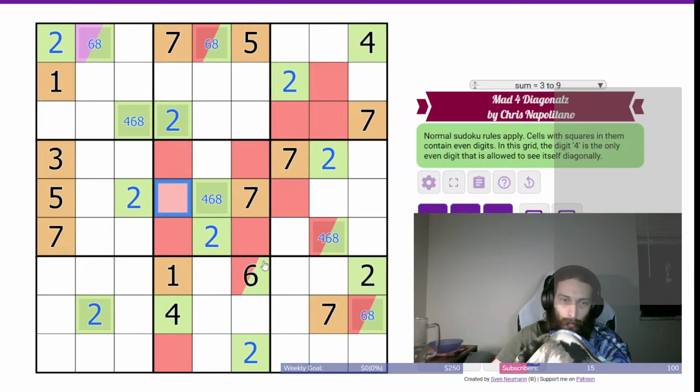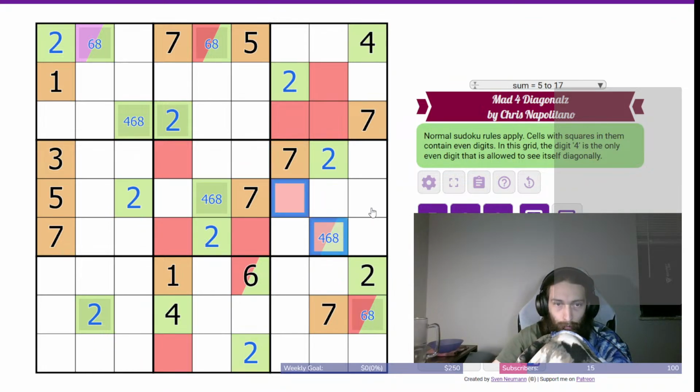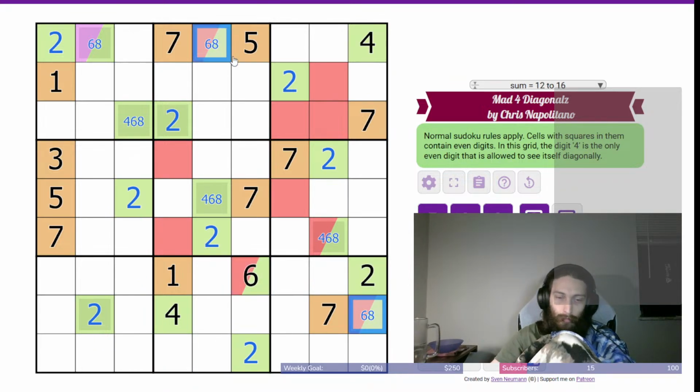It can't be this one, because it would see that and that. And it can't be here, because it would see both of those. And this one would see both of those. So now those two see that, red is now 6. And purple's 8.